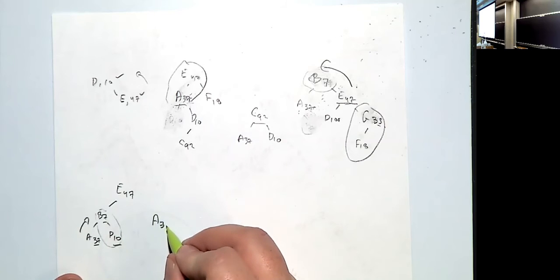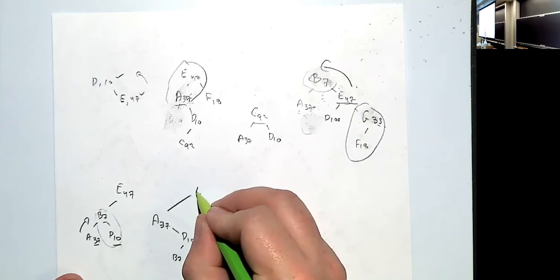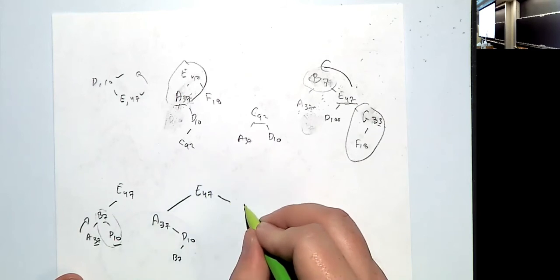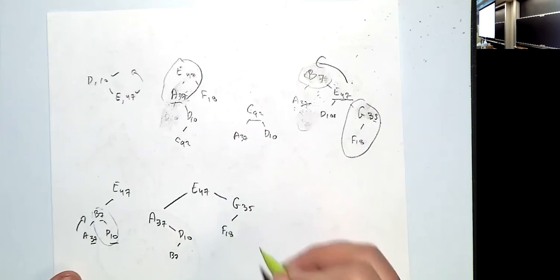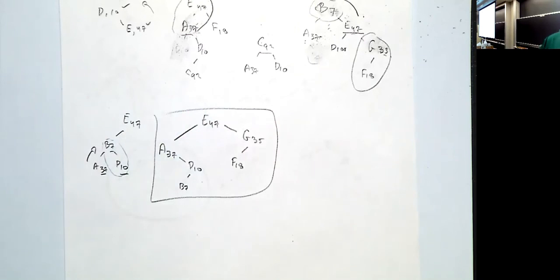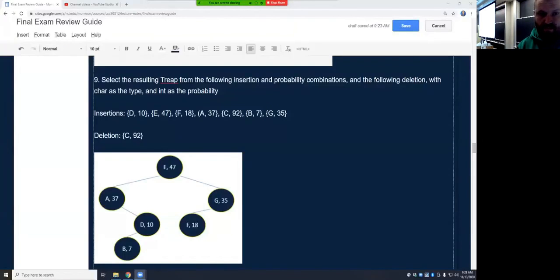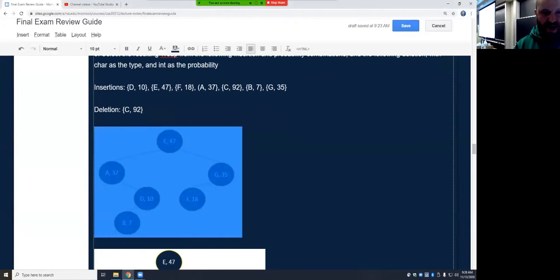It'll be A37, D10, B7, and then we would have E47 up here. Then we'd have G35 there, and then F18. And so this is going to be our final probabilistic tree. So let's take a look at what the solution should be. And we're going to see that A, this first choice, is the exact tree that we derived, so therefore A is the answer.